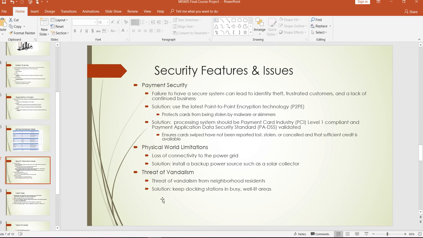There are also physical world limitations. We could lose connectivity to the power grid. That is a possibility if we are hardwired into power. A possible solution might be to make sure this bike station, or all the bike stations, have backup power sources on them. For example, perhaps something that can collect solar energy, and a solar battery that can power the system.